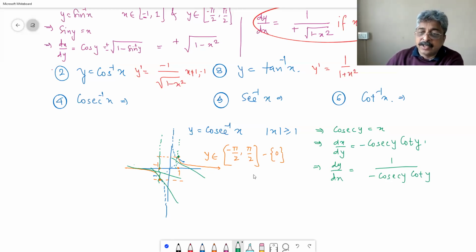Second method, cosec y. So x is equal to 1 upon sine y.